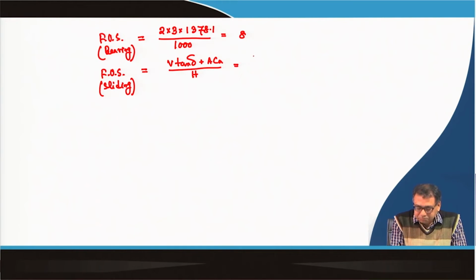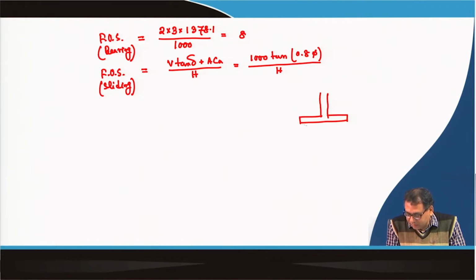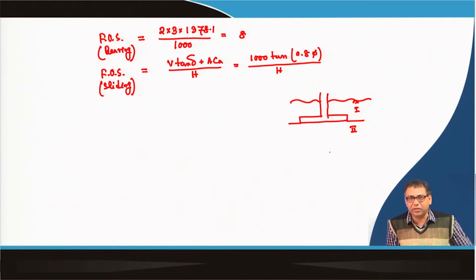So, that will be V is 1000, tan delta is taken 0.8 times phi, and this is H. Okay. And one thing I want to mention, that sometimes it may happen that this is the foundation base and this is the ground surface. Now, the soil in this zone and the soil in this zone can be different also.